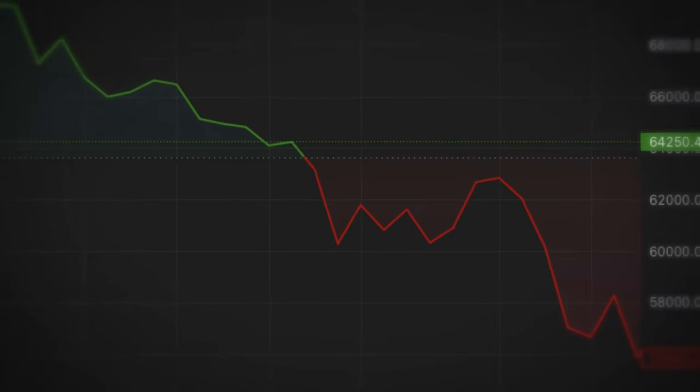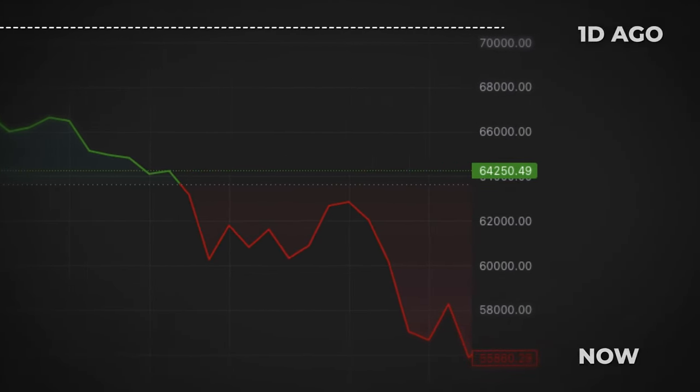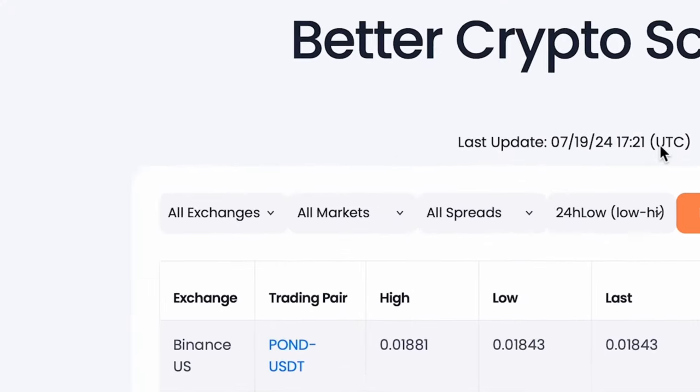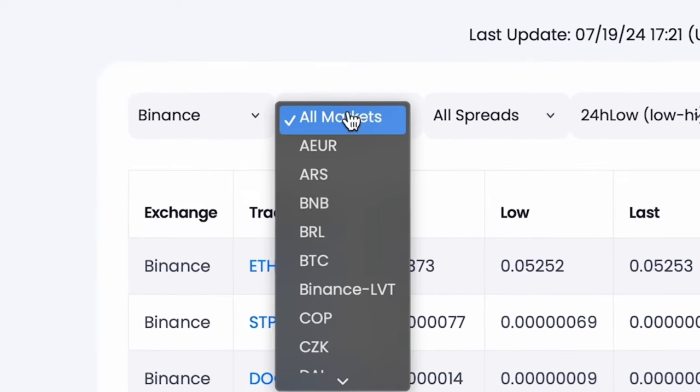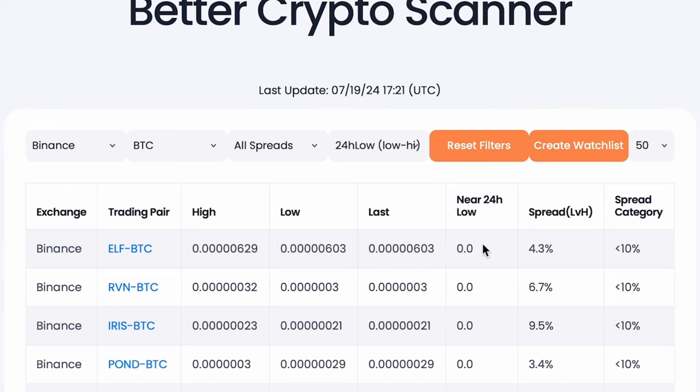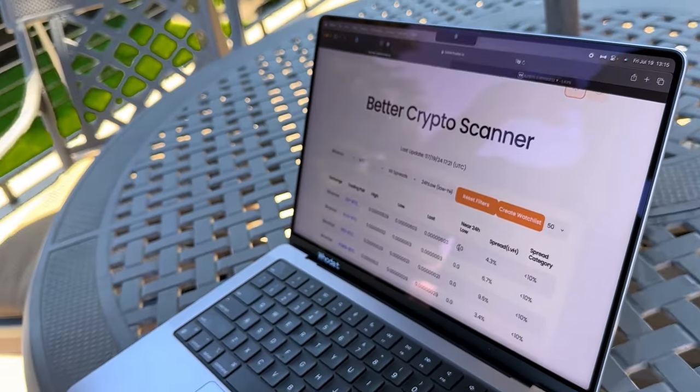Let's assume for a hypothetical situation that the market is really bullish and then there's a sudden 1 day pullback. So we wanna find charts that have pulled back a lot. We can sort by the 24-hour low, low to high, or high to low. So if we choose low to high, let's go to Binance.com and we're gonna go to the BTC market and we're looking at all the pairs sorted from the near 24-hour low, low to high. This is helpful to know because the price comes down and then the price is gonna have a quick rebound. So we would wanna sort like this.